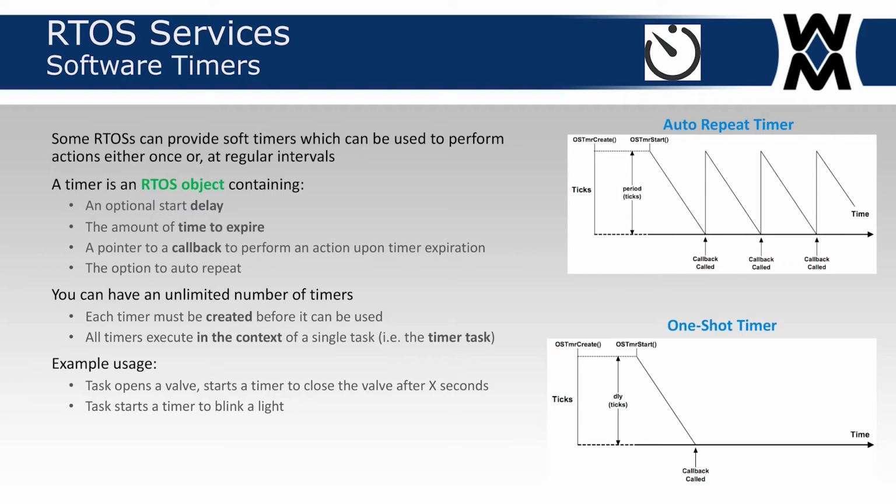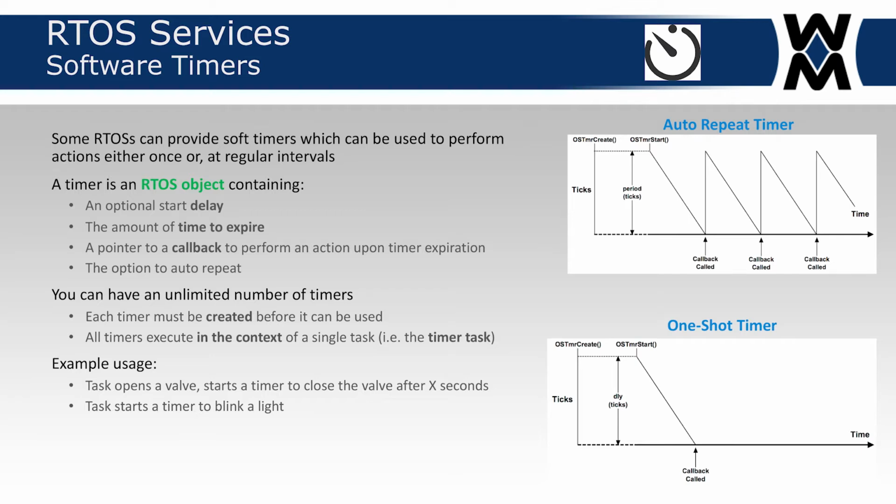At expiration of the timer, a callback function is called, and that callback function is something you as a programmer decide what it does. So in the example I show, my task opens up a valve, and I start a timer to close the valve after X seconds. It's a big industrial valve and it takes a while to close. So I don't want to continuously poll the limit switch. I know I need to close it in a certain amount of time. And when the time expires, then I could come back and make sure that the switch in fact confirms that the valve is closed.